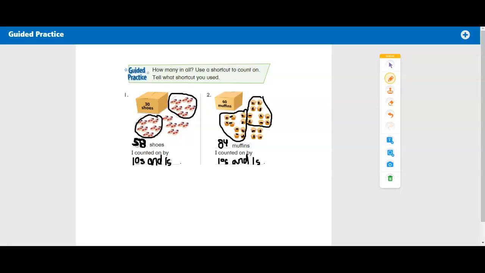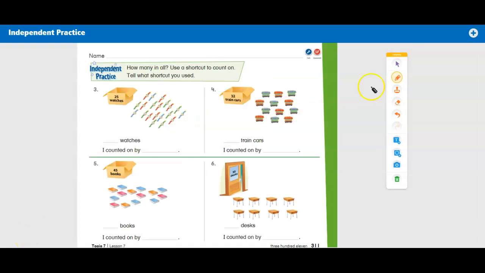Now let's look at your independent practice on page 311. For your independent practice on page 311, we are going to be completing the exact same activity as our guided practice. The directions say, how many in all? Use a shortcut to count on. Tell what shortcut you used. For number 3, you have 25 watches in the box. Then you have a lot of scattered watches.